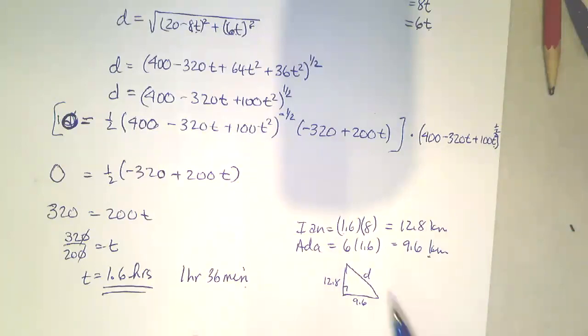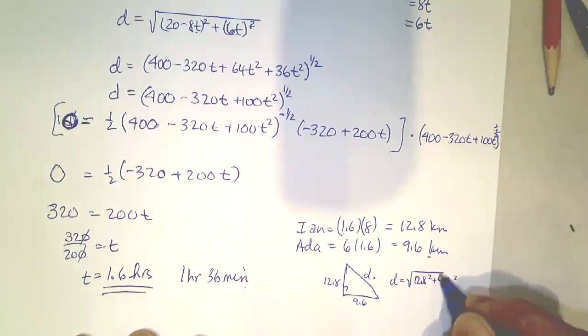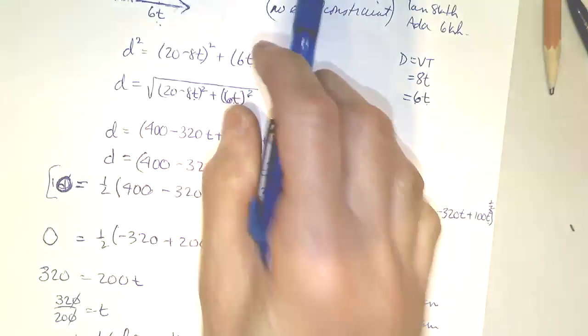This is the distance Ada ran. This is the distance that Ian ran. And it's simple to find the D, if you needed to find it, to know what that minimum distance is, simply by taking Pythagorean theorem. But the question doesn't even ask that. The question specifically says, when are they closest together?